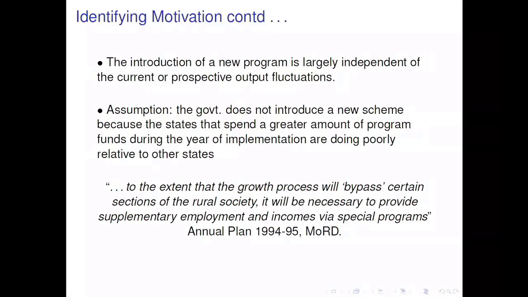The key identifying assumption here is that the introduction of a new program is largely independent of the current or prospective output fluctuations. In other words, the government does not introduce a new scheme because the states that spend a greater amount of program funds during the year of implementation are doing poorly relative to others.